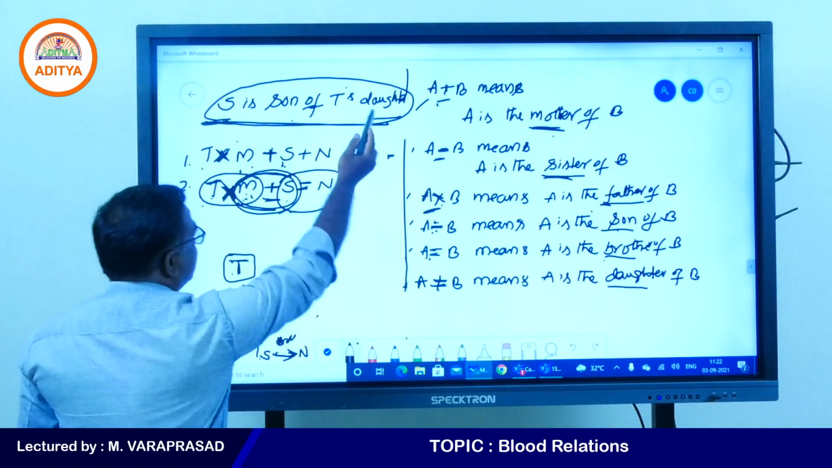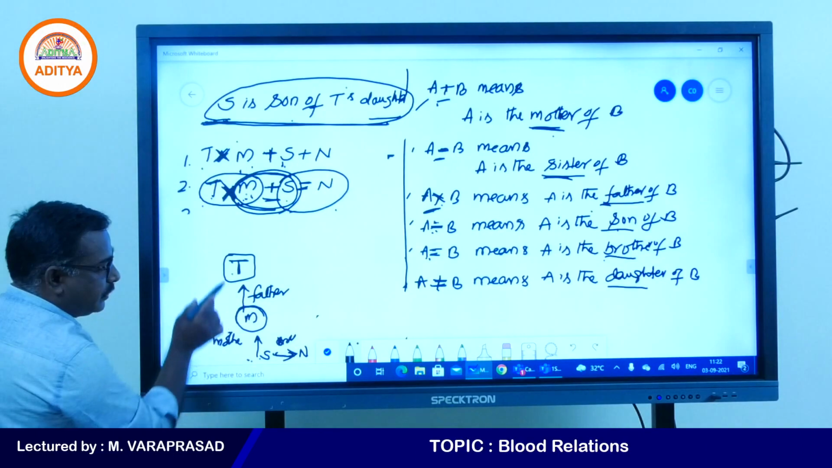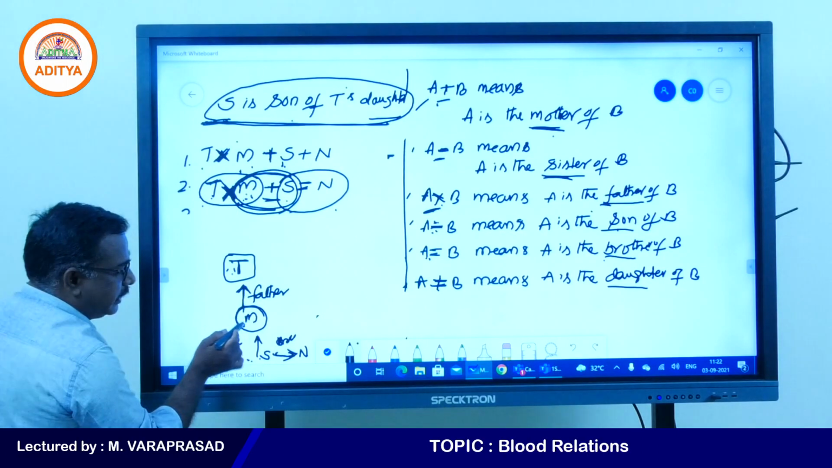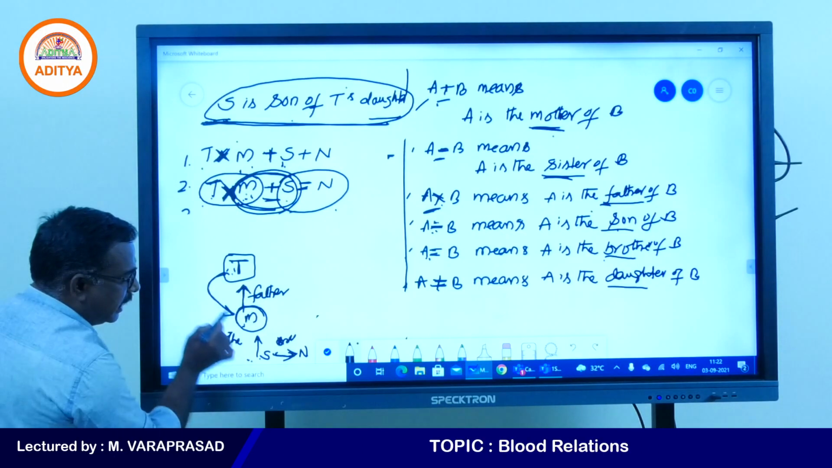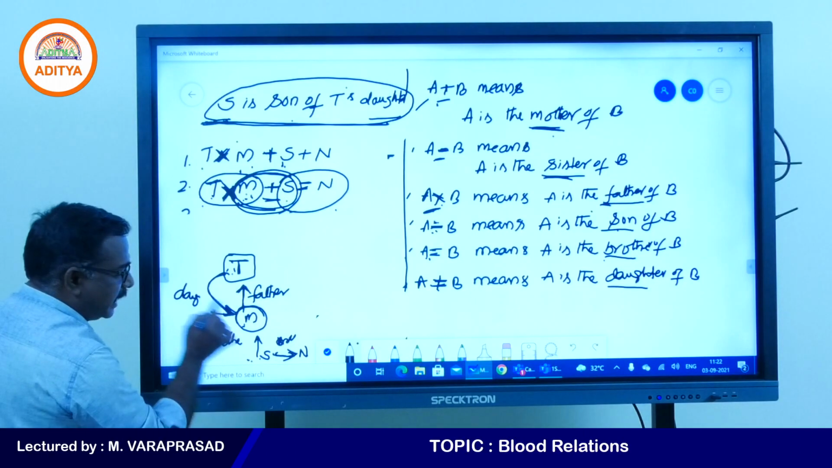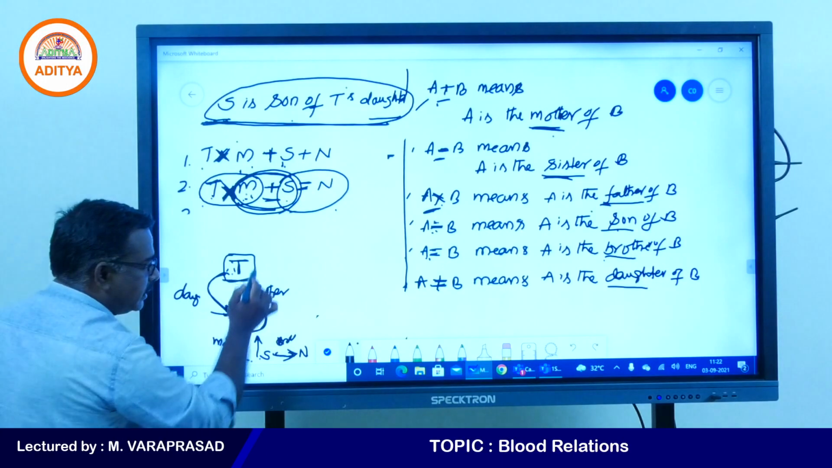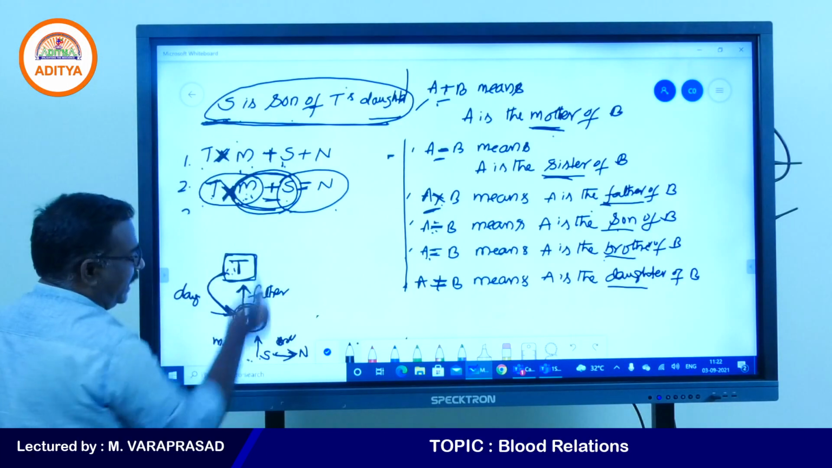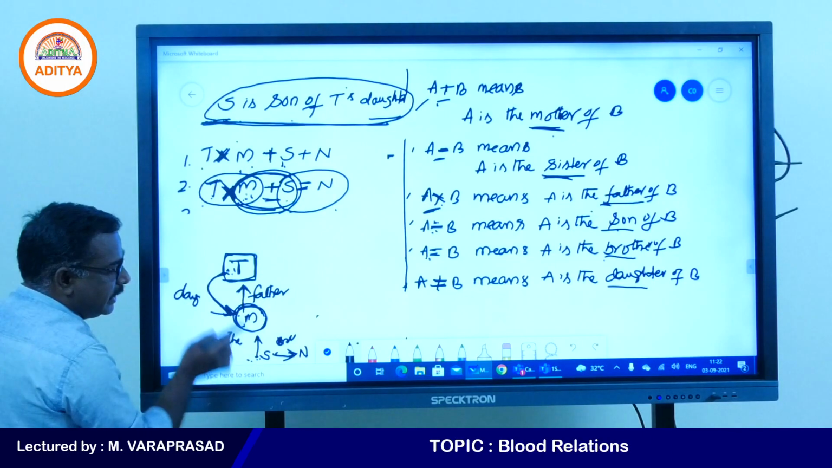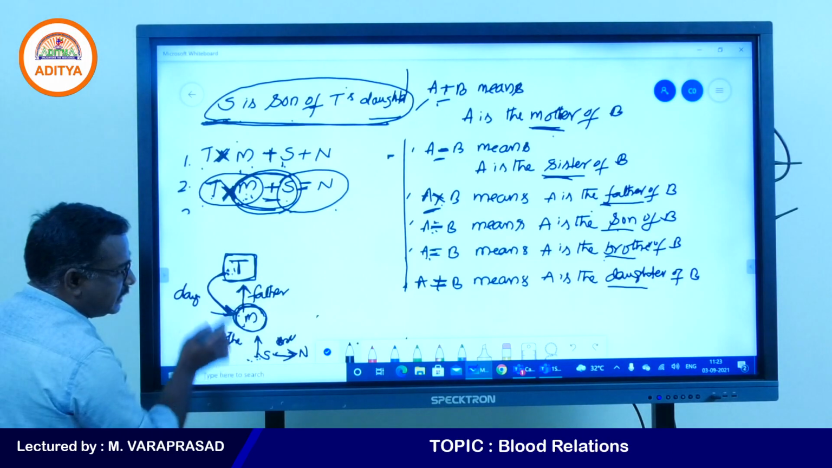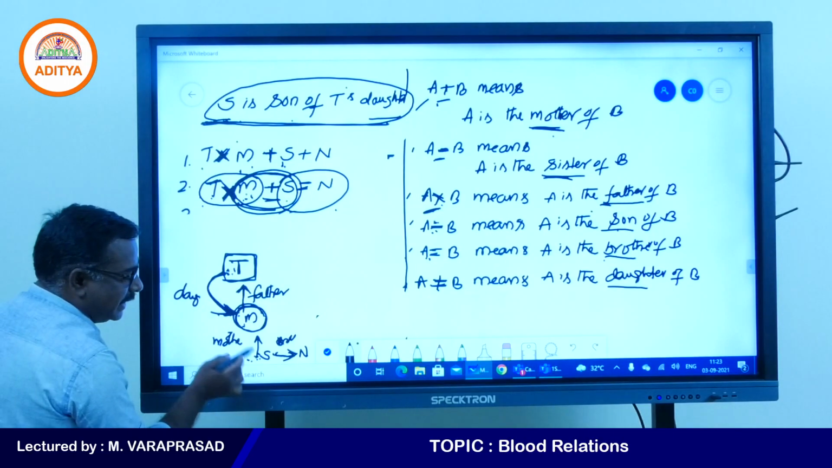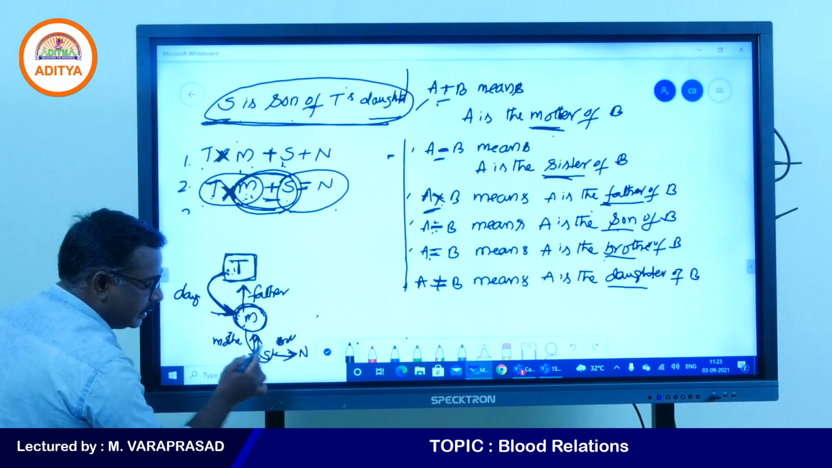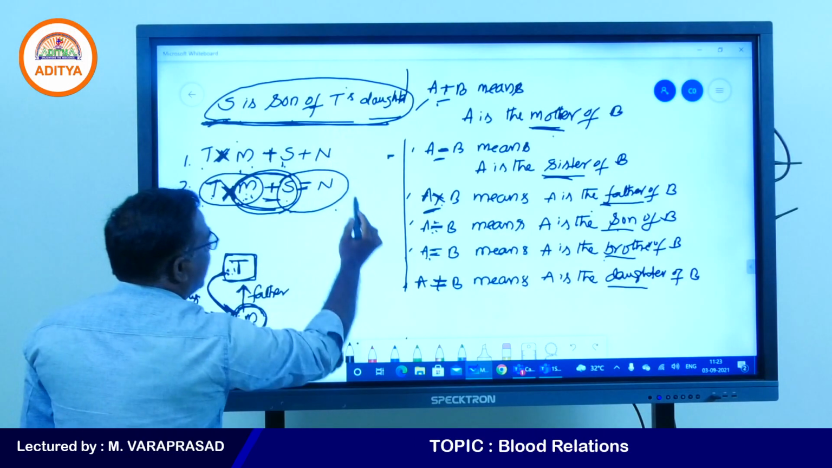S is son of T's daughter. See, T is father to M, so for M, if you take the relation here, that is daughter, because a circle is female and a square is male. Yes, T's daughter is M. So S is son of T's daughter. T's daughter is M and S is son to M, because M is mother means S is son. So the relation is given by the second option.